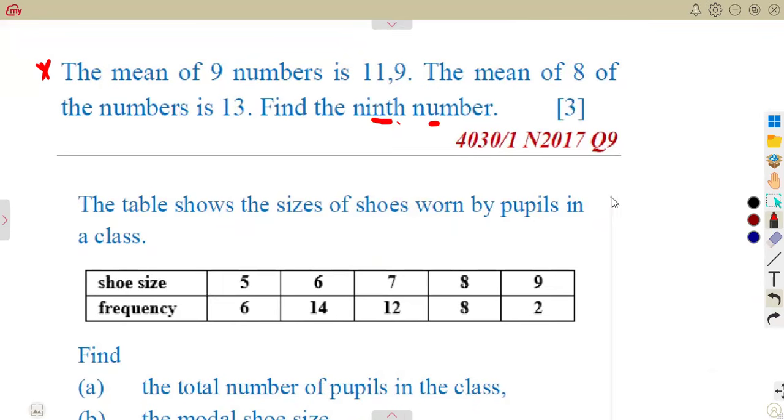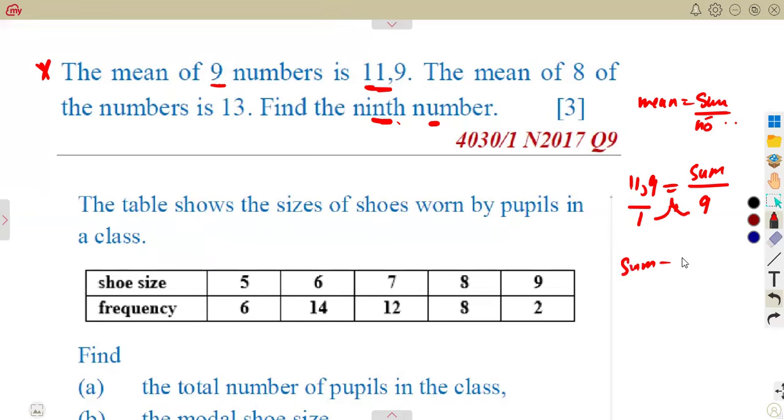So this is it, guys. Remember how you calculate your mean. It does not change. Mean is sum of terms over number of terms. They gave you that the mean is 11.9 of 9 numbers. So you just substitute: 11.9 is equal to the sum over 9. I do not know the sum, but I know the number of terms is 9. So what is the sum? Over 1, cross multiply, just like the previous case. So the sum is equal to the product, 9 times 11.9. That gives you 107.1. So this is the sum of what?